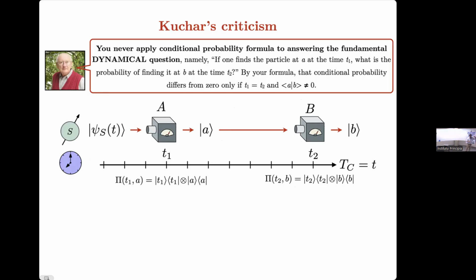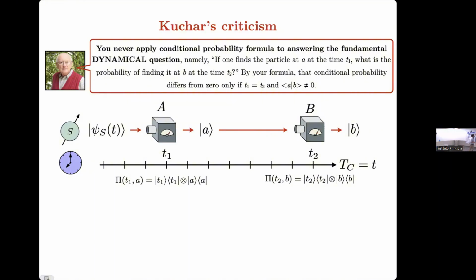So he's talking to Don Page in these quotes that I'm quoting here, at a conference, and he says, what's wrong with this approach? You never apply the conditional probability formula to answering the fundamental dynamical question. Namely, if one finds the particle at A when the time is t1, what is the probability of finding it at B at time t2? By your formula the conditional probability differs from 0 if t1 is equal to t2 and the overlap between A and B is not equal to 0. So what is he saying here?